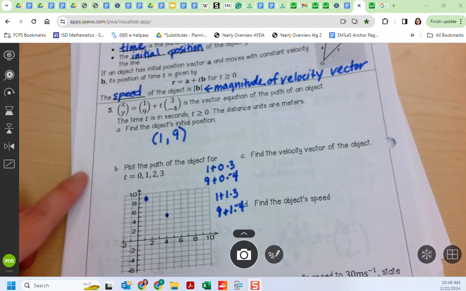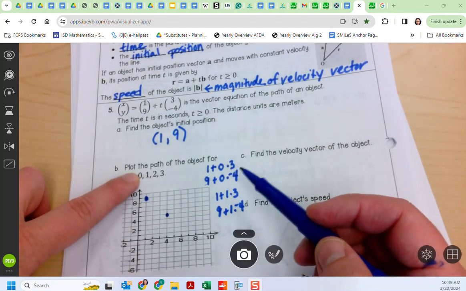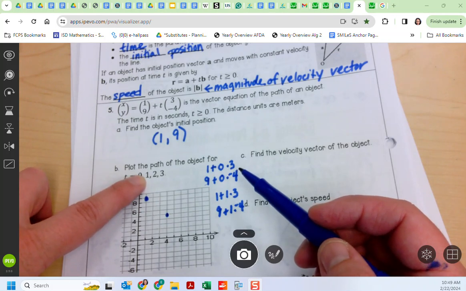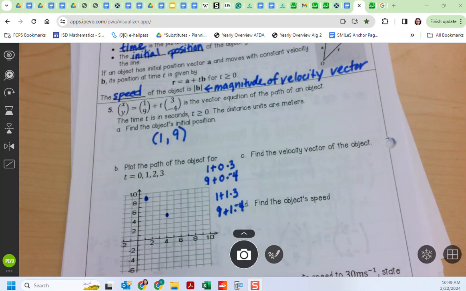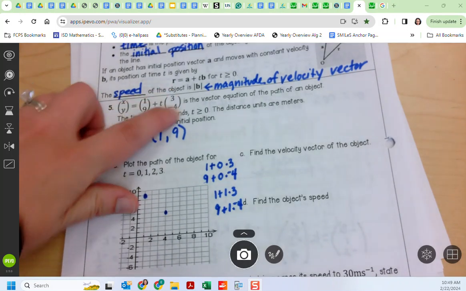All right, do you see what we're doing? We're substituting 0 for time, then 1 for time, and then we're going to do 2 and 3. And what you're going to notice is that these points are going to land on a line with a constant slope. The slope comes from your direction vector.